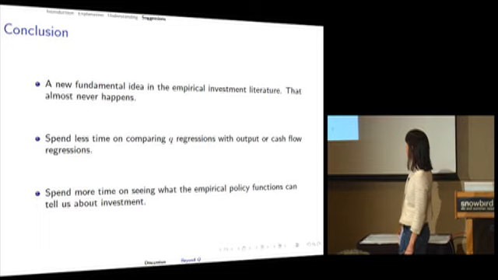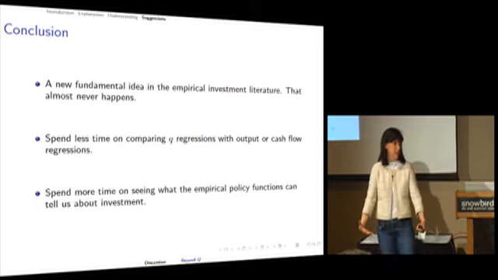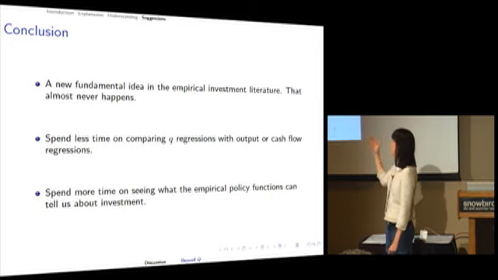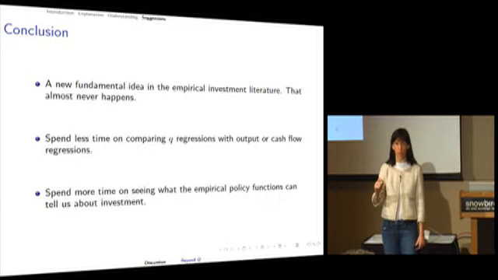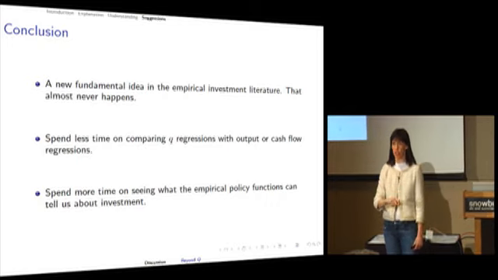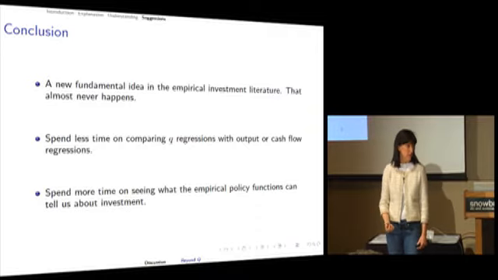So this is actually a new fundamental idea in the empirical investment literature. That almost never happens, so that's kind of nice. I like that. I would actually spend less time comparing Q regressions with output or cash flow regressions and spend a lot more time seeing whether these empirical policy functions could tell us more about the economics of the problem.